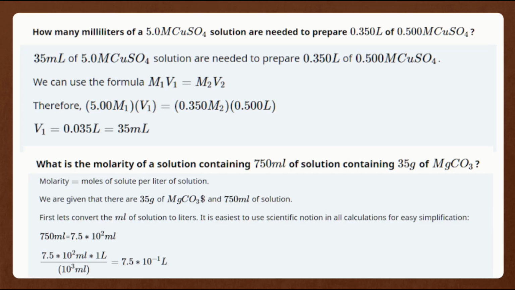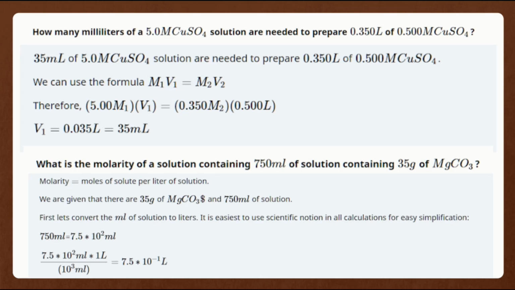How many milliliters of a 5 molar copper sulfate solution are needed to prepare 0.350 liters of 0.5 molar copper sulfate? 35 ml of 5 molar copper sulfate solution is needed to prepare 0.350 liters of 0.5 molar copper sulfate. We can use the formula M1V1 is equal to M2V2. Therefore, 5 into V1 is equal to 0.350 into 0.5, which implies V1 is equal to 0.035 liters, which is equal to 35 milliliters.